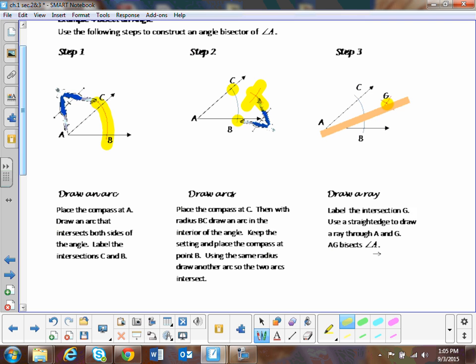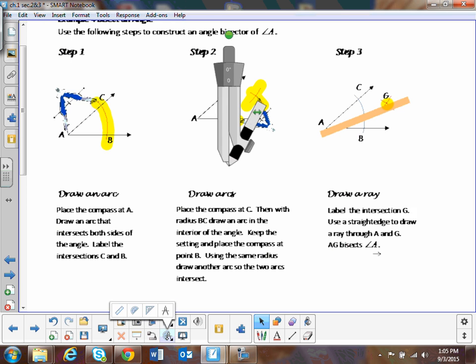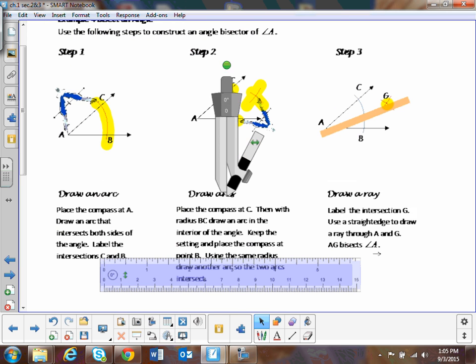Okay, so let's do that. This one's a little easier than copying an angle. Okay. Put my compass in the ruler.